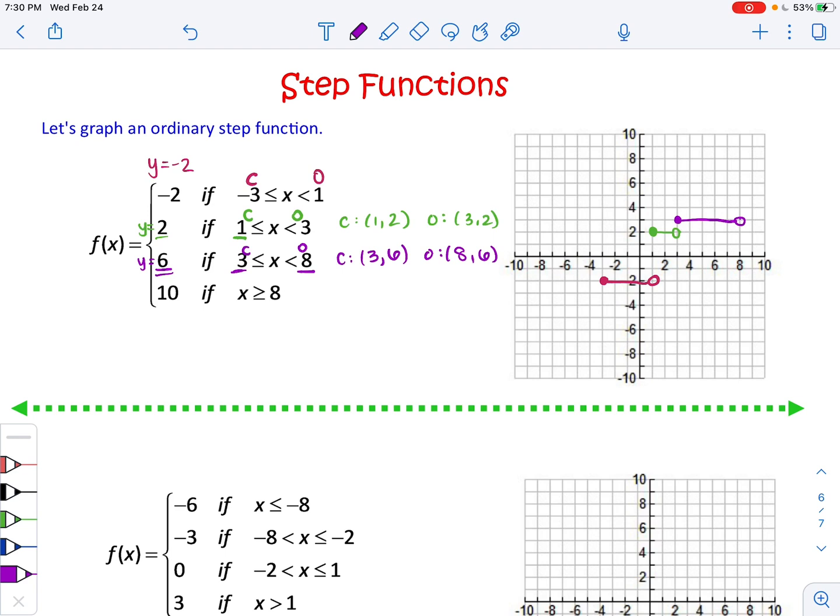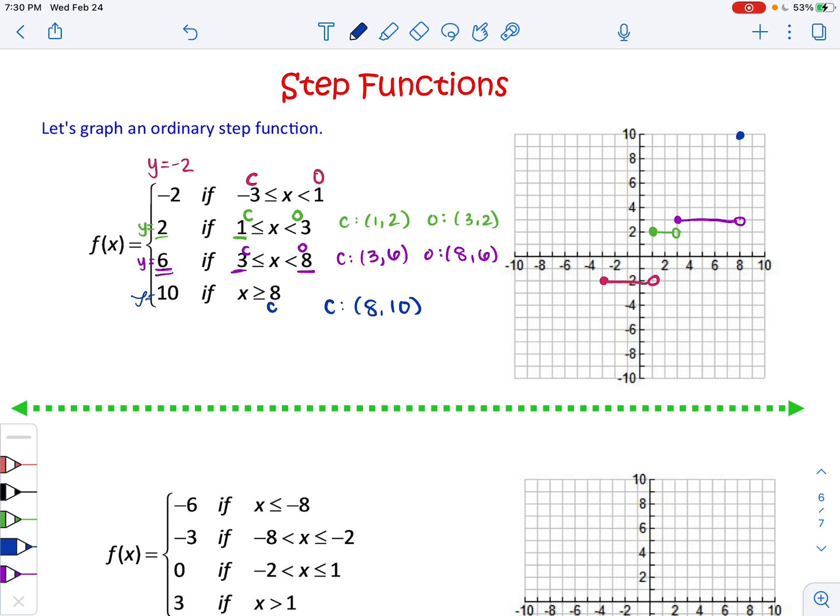For that section. The very last one is y equals 10 if x is greater than or equal to 8. So notice this one only has one endpoint. Starting there, we have a closed circle at 8 because it's or equal to 8. So we're going to start with our closed point at x equals 8, y equals 10. Now notice this is for all x's greater than or equal to 8. So that means that there's nothing that stops it from continuing on forever.